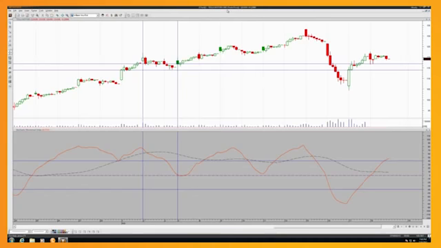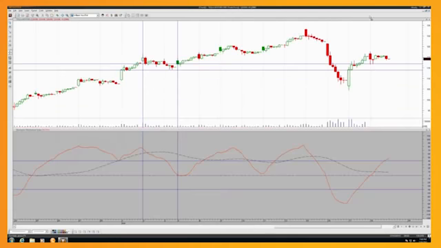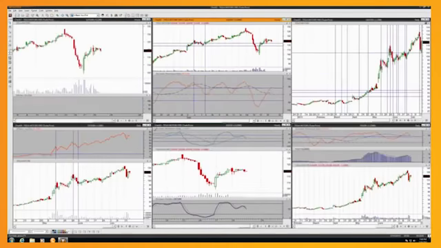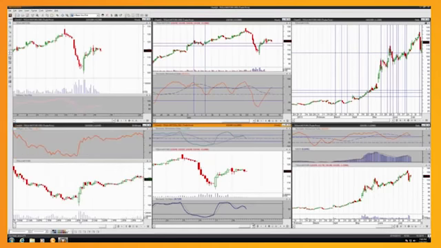Now this works whether I'm looking at something that's a daily or something that's a 10-minute. Whether I'm looking at a 10-minute chart just like this, or I'm looking at an hourly chart or a daily chart, the mechanical momentum is the absolute same.